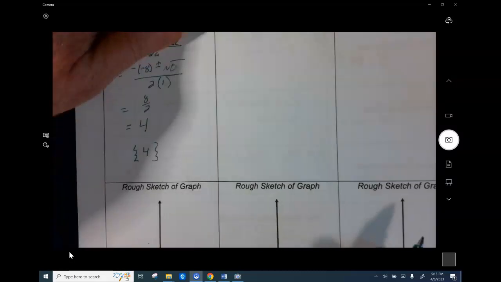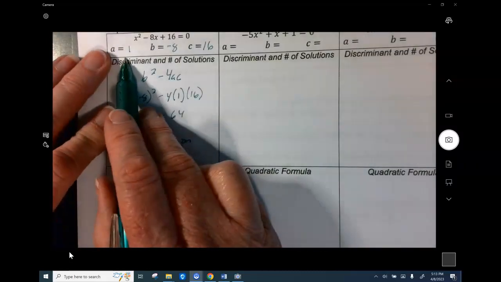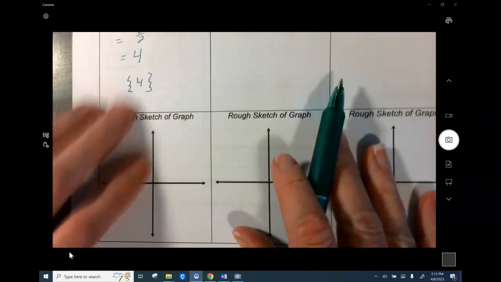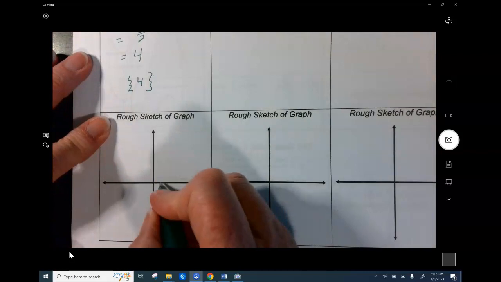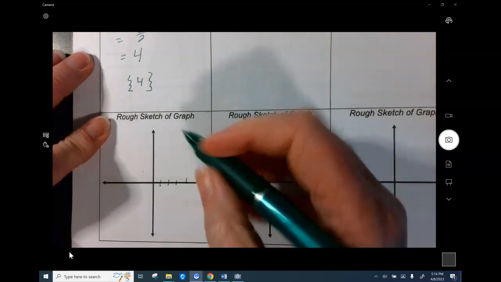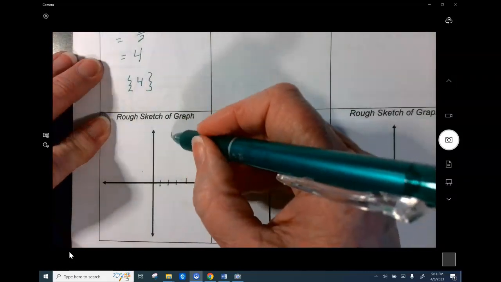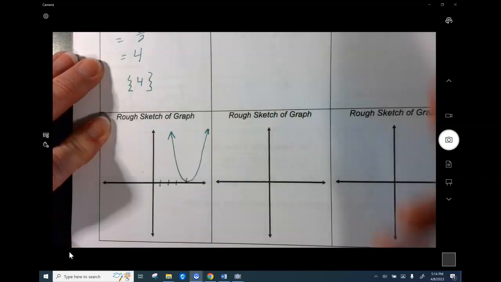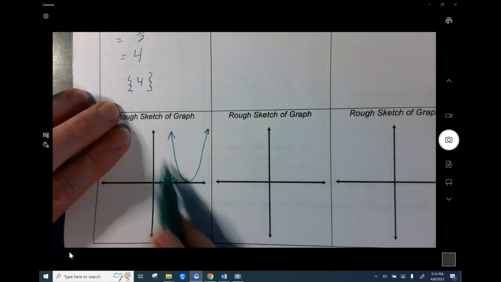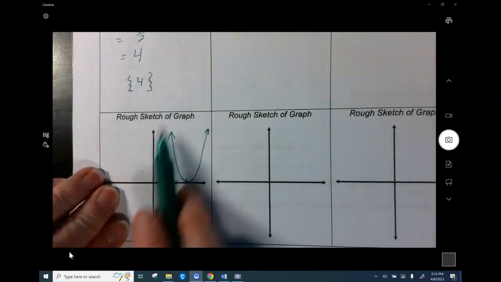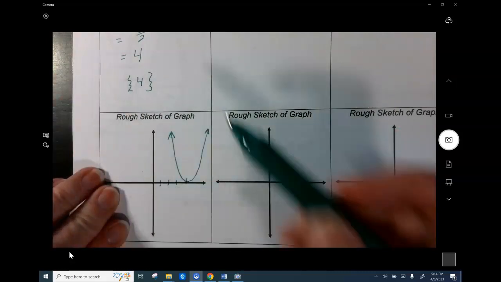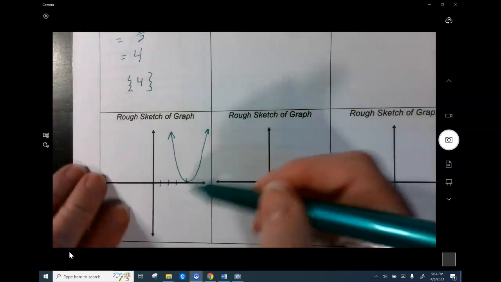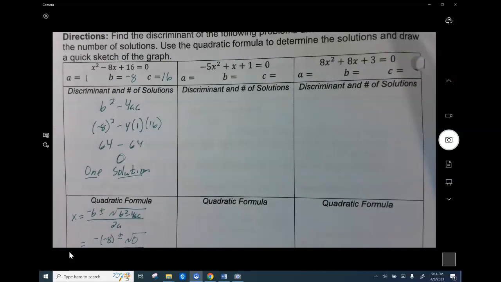Okay, now they want us to do a sketch. So what we do is we look at this and we say, okay, does this open up or down? Well, A is positive, so it opens up. Where does it cross? It crosses at 4. So 1, 2, 3, 4. But what does it do? It actually bounces. So it's going to come down and it's going to bounce right back up. And that's our graph. That's what it means by a quick sketch. We take our solution and we see. We don't have to be any more exact. We need to know if it opens up or down. We need to, of course, mark where it crosses or where it bounces. Okay? So here we go on the next one.